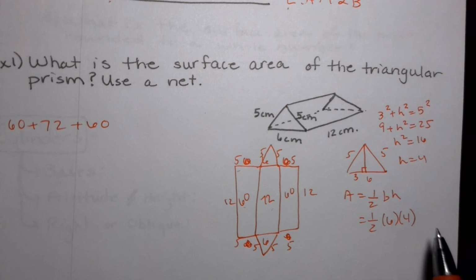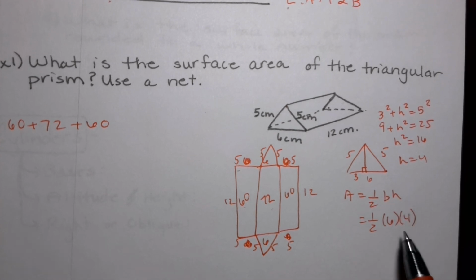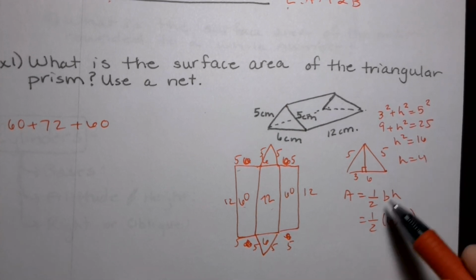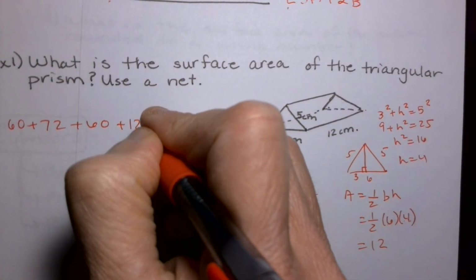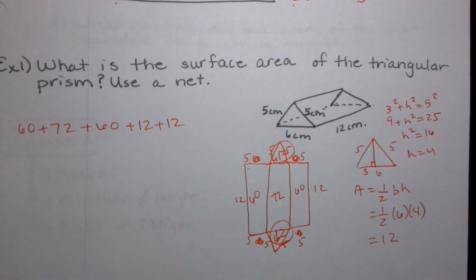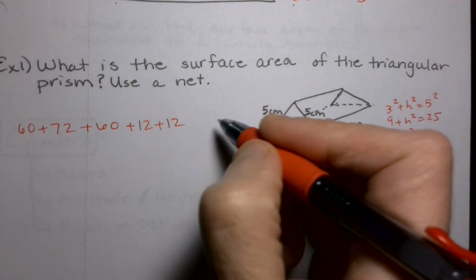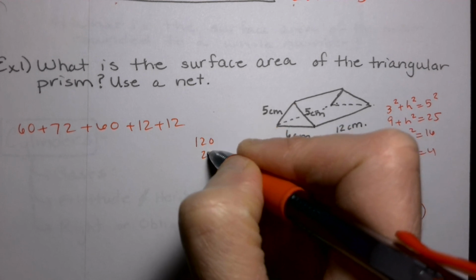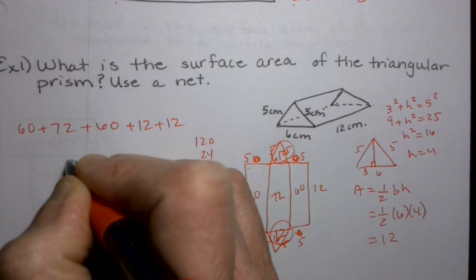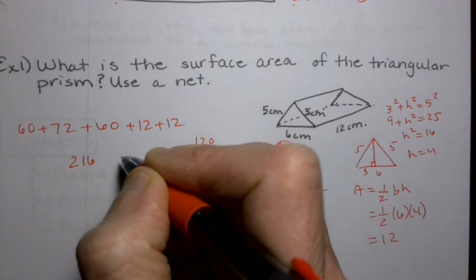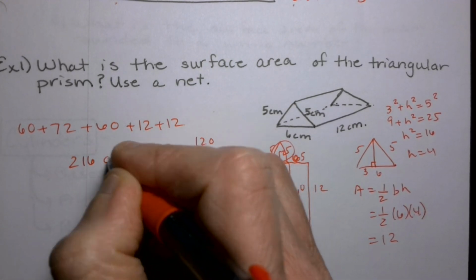So I'll go down there and drop my 4 in for my h. 24, half of 24 is 12. Okay, so that's one triangle. This was 12, and this one was 12. So plus 12 plus 12. And when you add those all together, guess what you get? I don't know. 120, 24, and 72. I just added a few of them. 6 to 16. Oh, lo and behold, we get the right answer when you do it the right way.